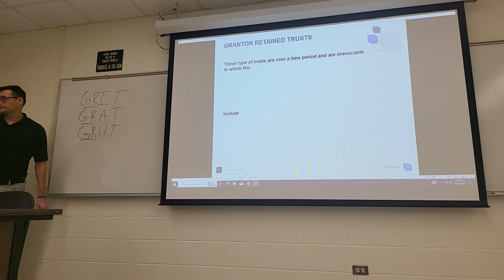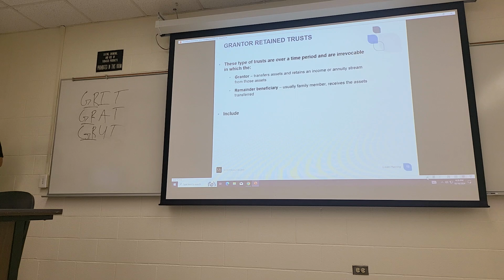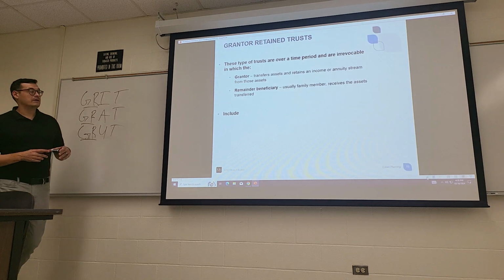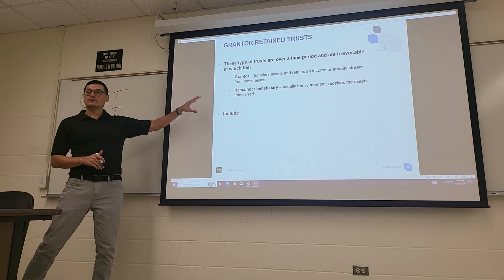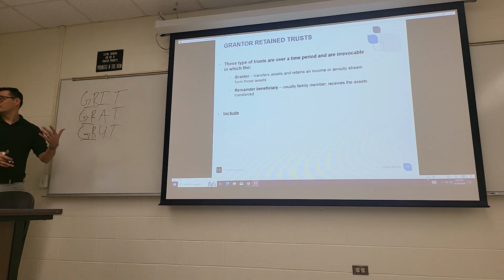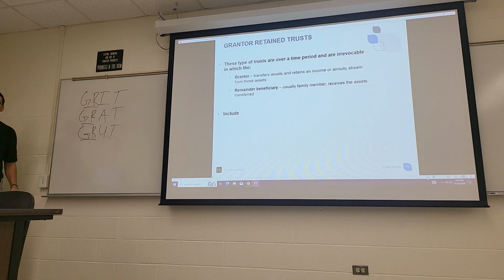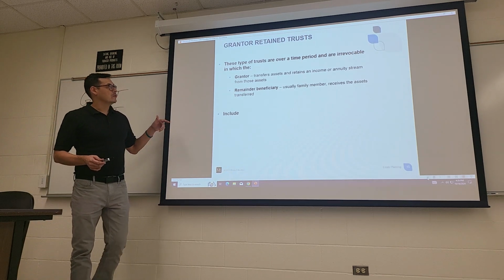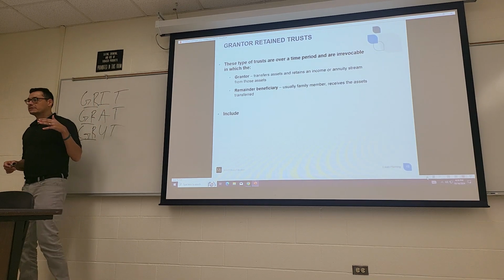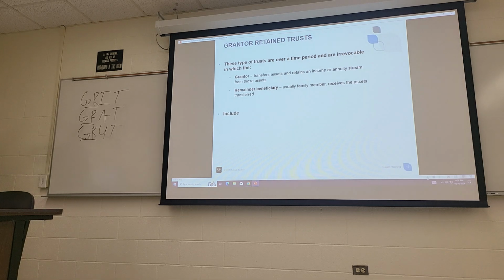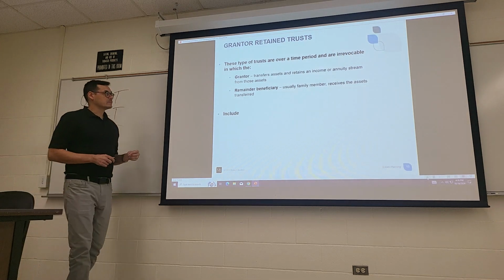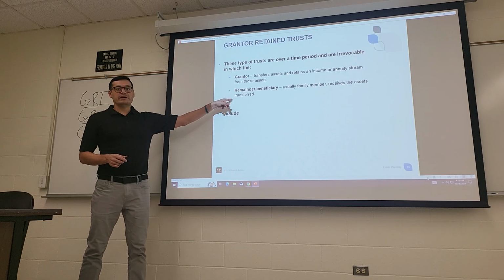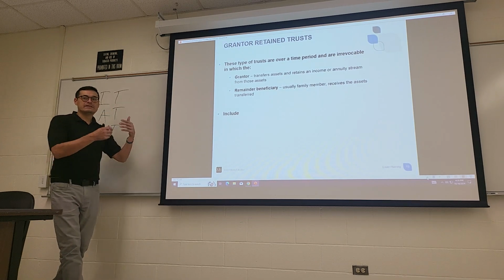All right. Now these are irrevocable trusts where the grantor is a person, which is good for definitional purposes, who transfers the assets, and then retains an interest in income or some kind of annuity stream. So similar to what we talked about, but this is utilizing a trust. Now, what happens is the remainder beneficiary, usually a family member, receives that property.